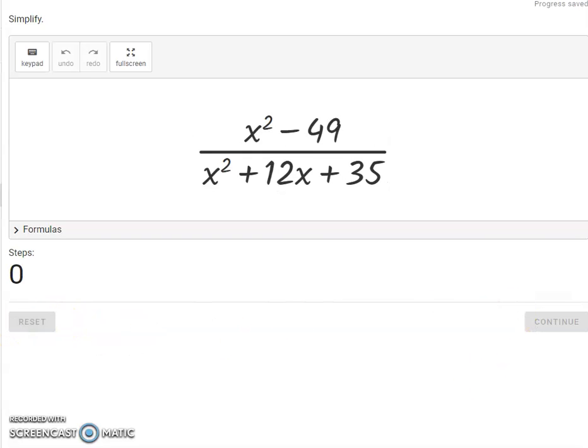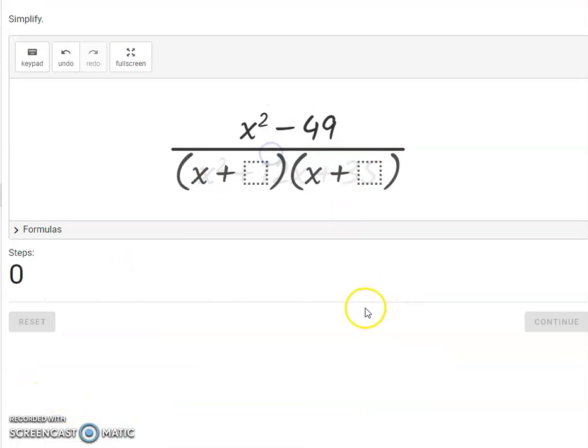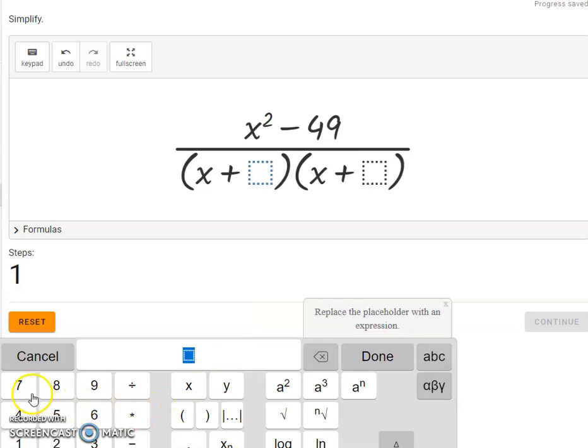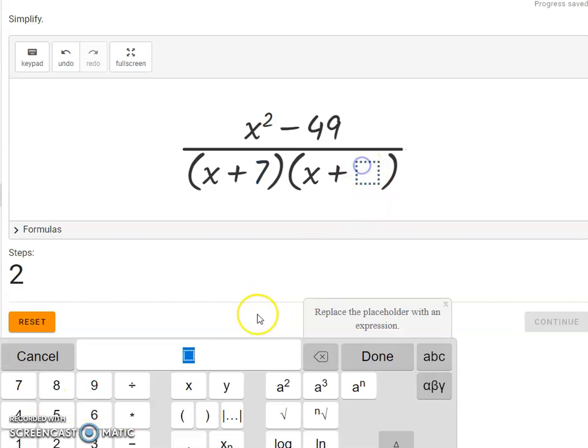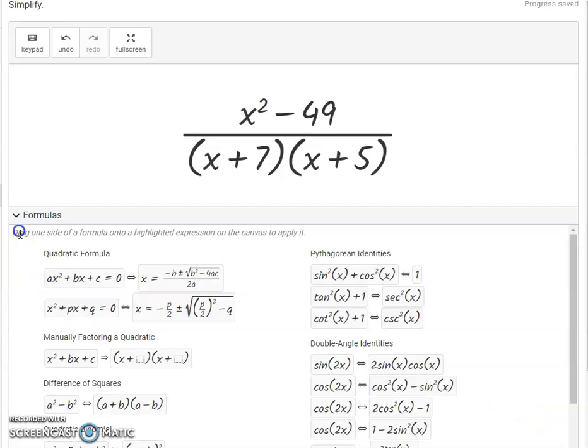All right. So in this problem, factoring the denominator, the factors are x plus 7 and x plus 5. Now for the numerator, this actually is a pair of conjugates, or we'll call it difference of squares. But if I put the difference of squares formula on top of it, it doesn't highlight it.